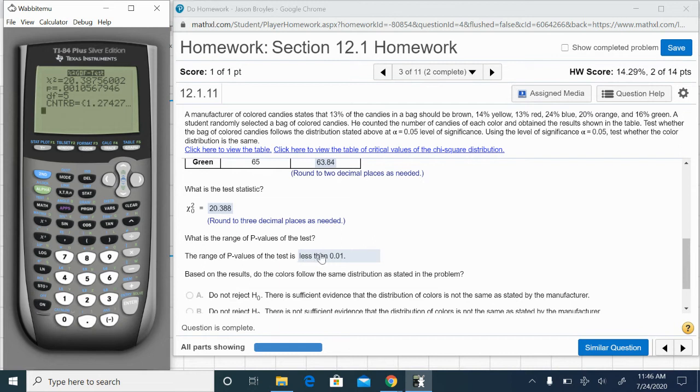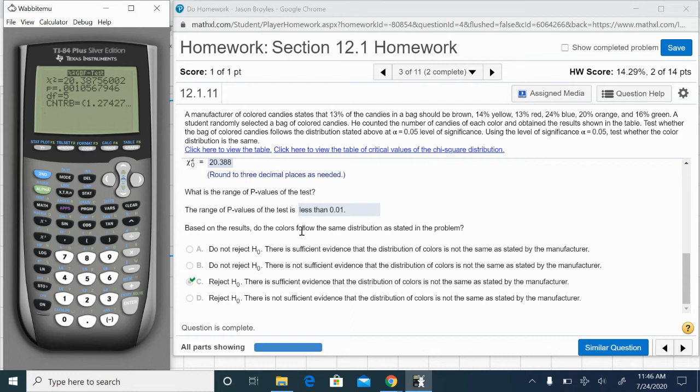They give you a lot of options for this choice here. This is the only one that worked. So because we have a very small p-value, we would say reject the null hypothesis, and we would say there is sufficient evidence. Rejecting and is sufficient evidence always go together. Remember that. Okay. Let me show you the picture for this one.